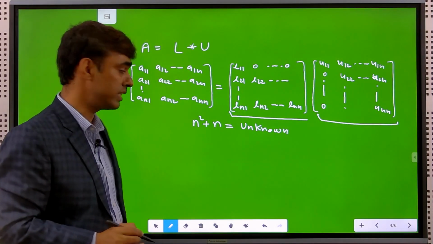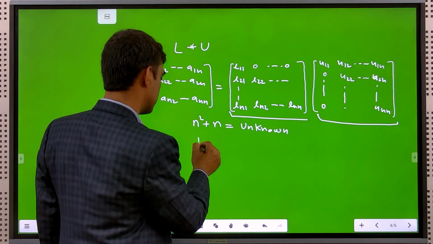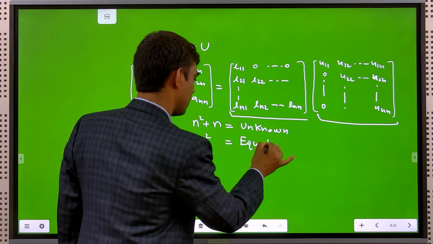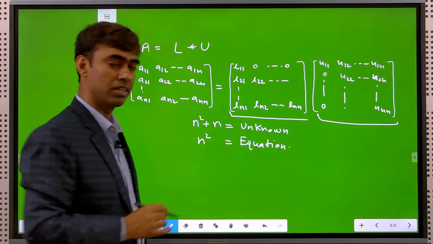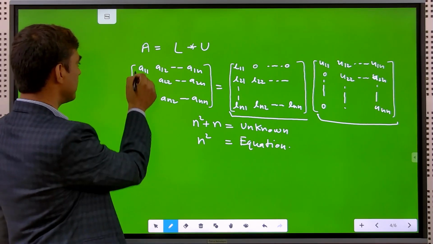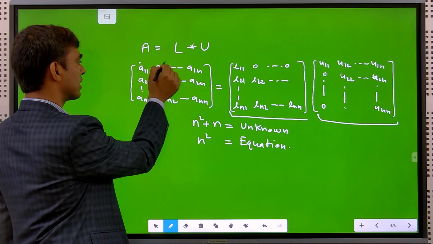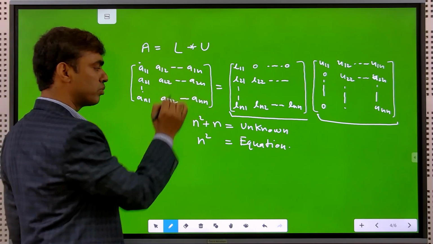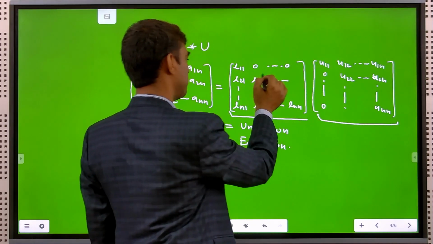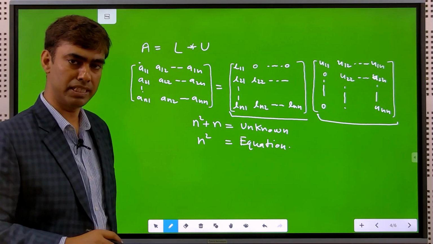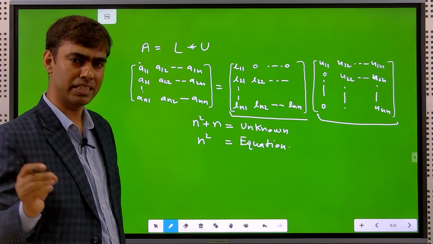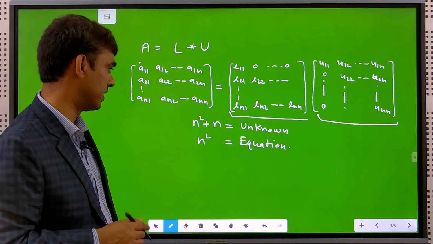And how many equations? There are n square equations. Then what will happen with n square equations? One equation corresponds to A11, one equation corresponds to A12, and the last equation corresponds to Ann. This means we multiply row by column, that is, we multiply L and U and compare with the left-hand side, then we find n square equations, because in any n cross n matrix there are n square elements.